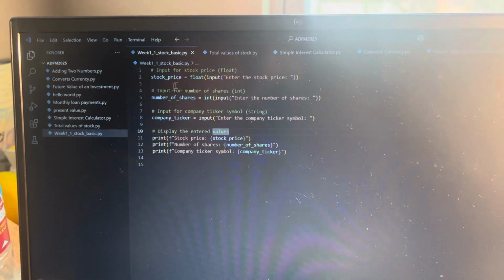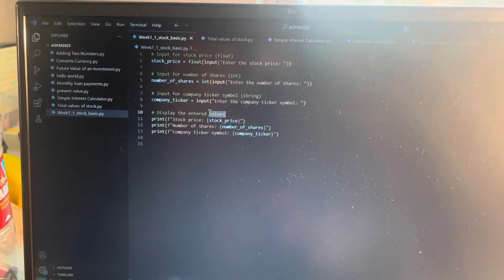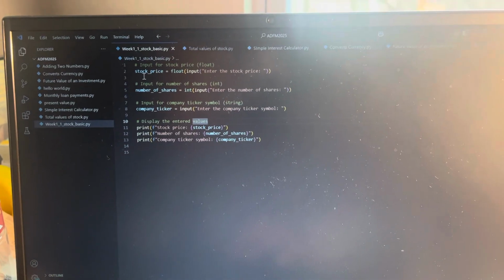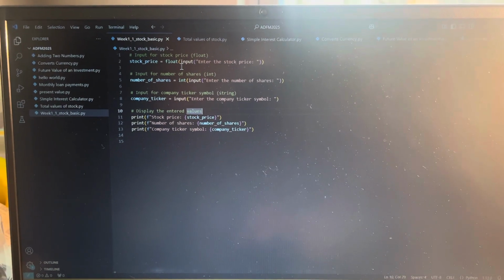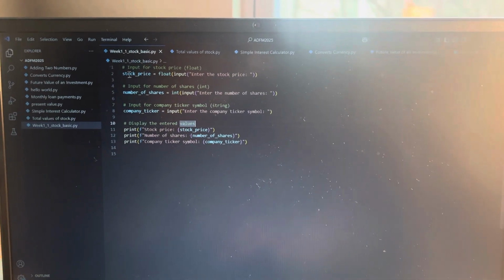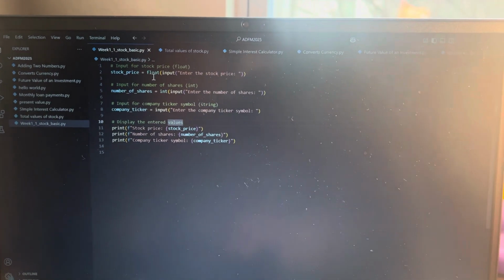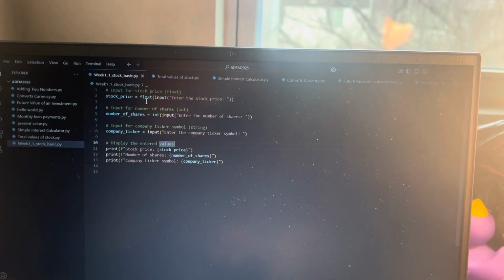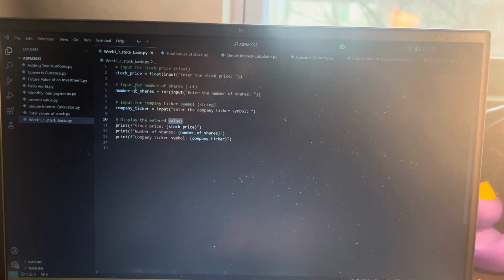The first, third, fifth, and seventh lines of code are just comment lines that define what the lines beneath them do. This second line prompts the user to input the stock price. The stock price is where the inputted value is stored, and the float converts the stock price to the correct notation through a floating point number.